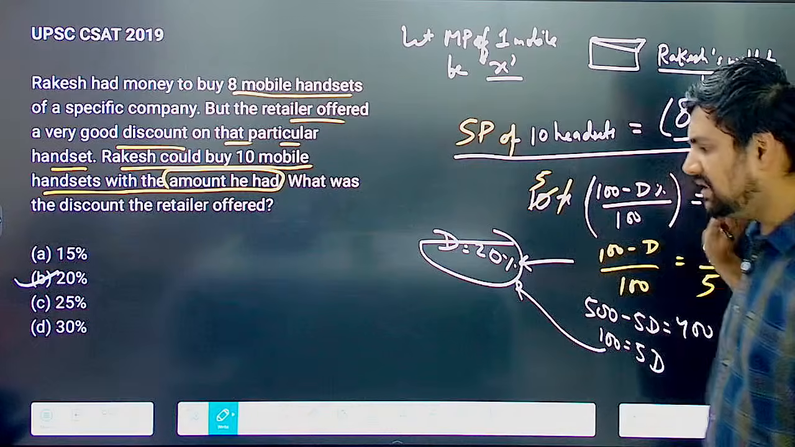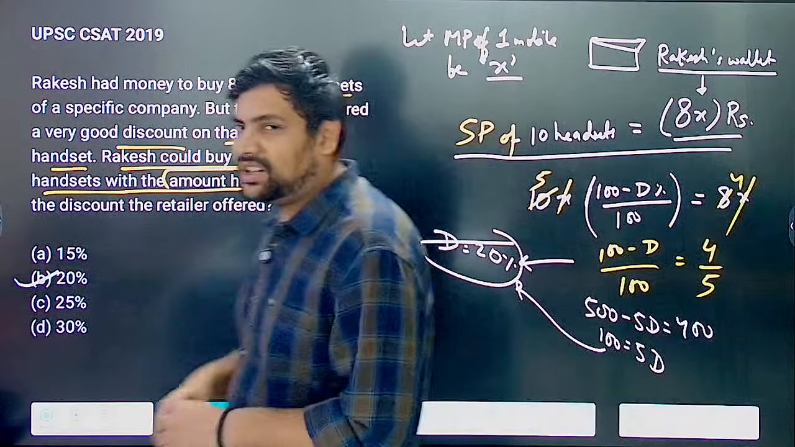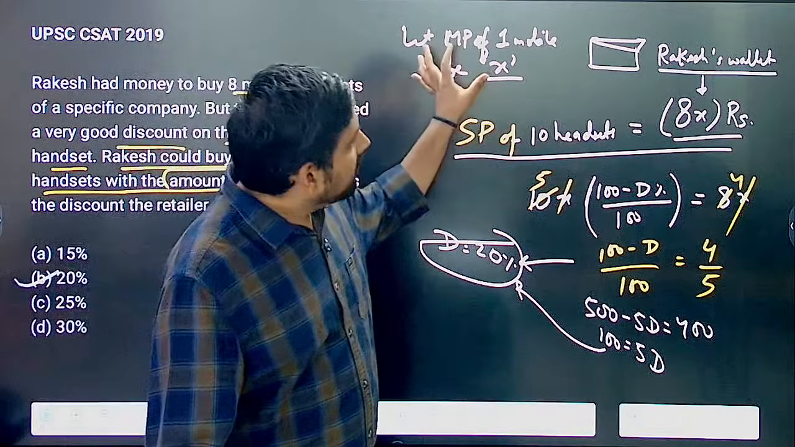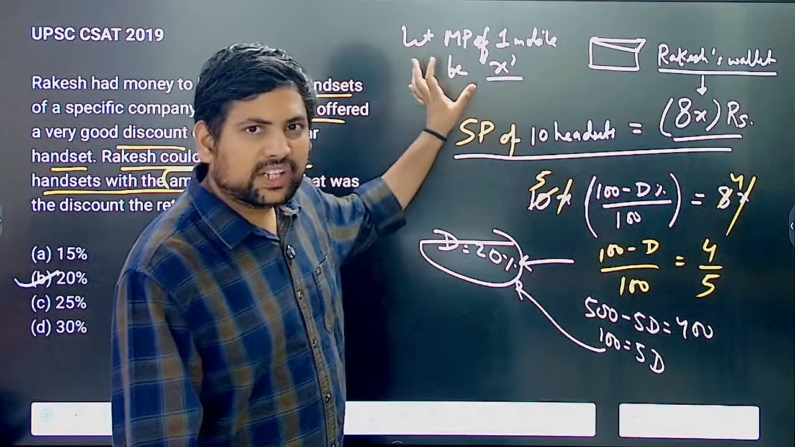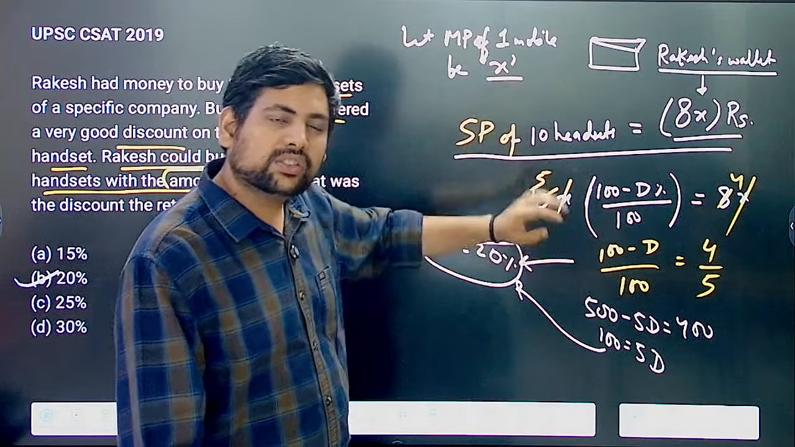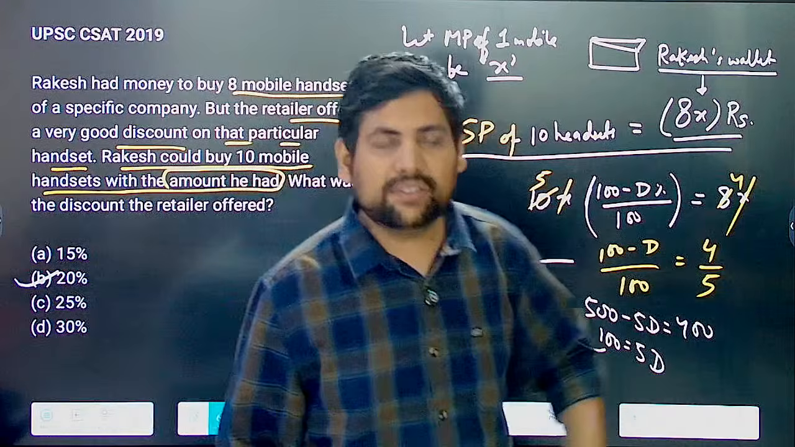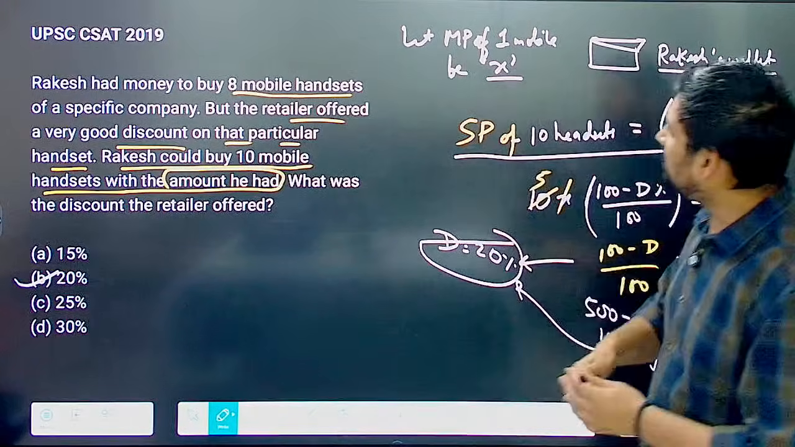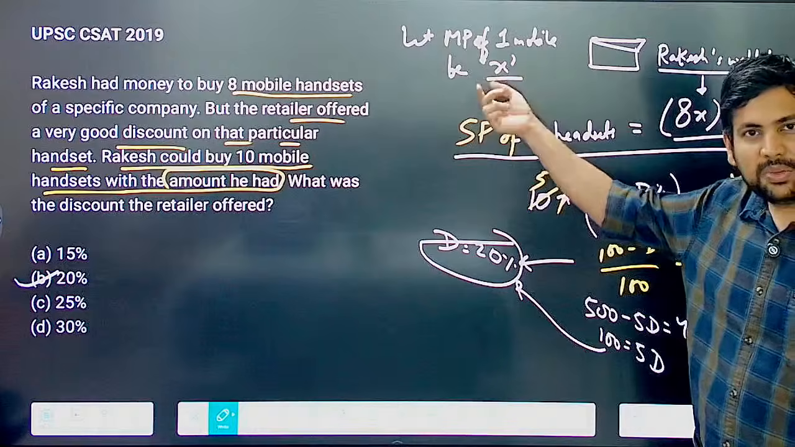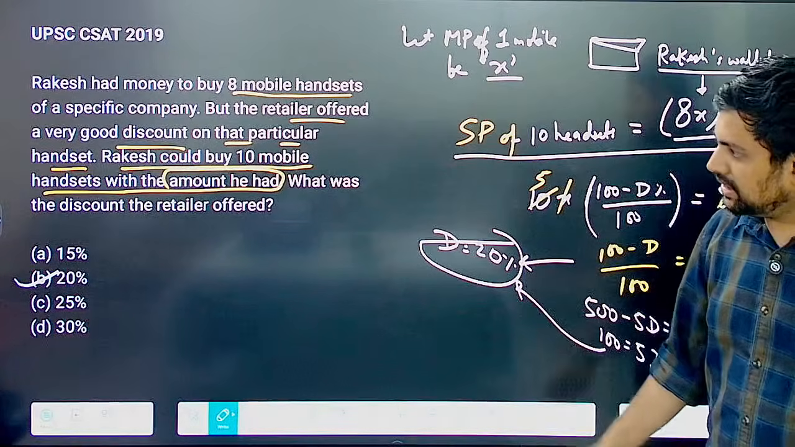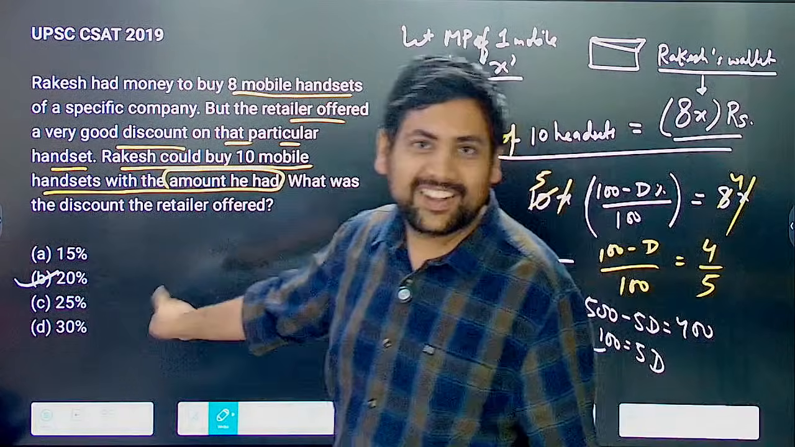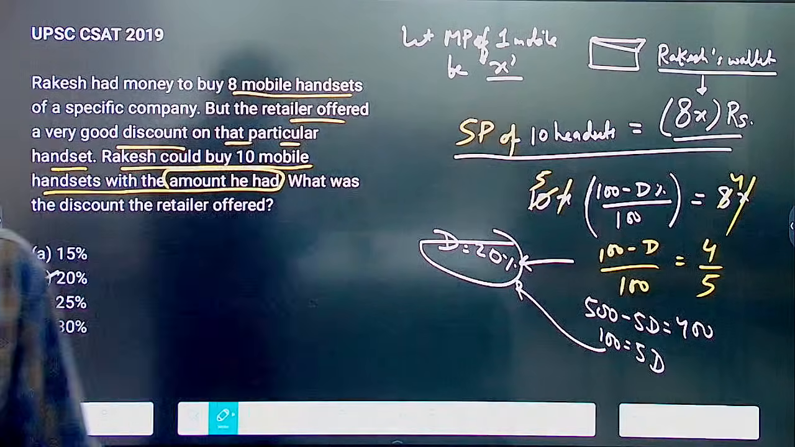Understood? I have done this in x so that you don't get confused when we take variables. So sometimes in questions they themselves take a variable. Otherwise, you can also take it as 10 rupees, 1 rupee and then solve it. Does not matter, because ultimately the question is asking you about percentage.